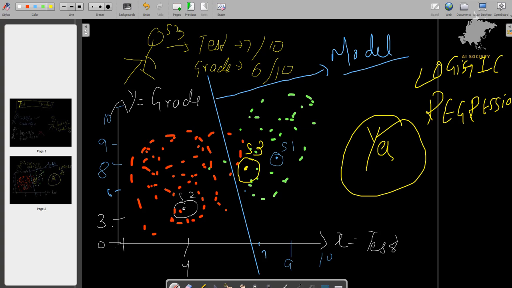And now in the next lecture, we are going to talk about how this model is made, and how this model helps us divide the data and have the minimum error between the data and the model. Okay, so we'll be talking about that in the next lecture.